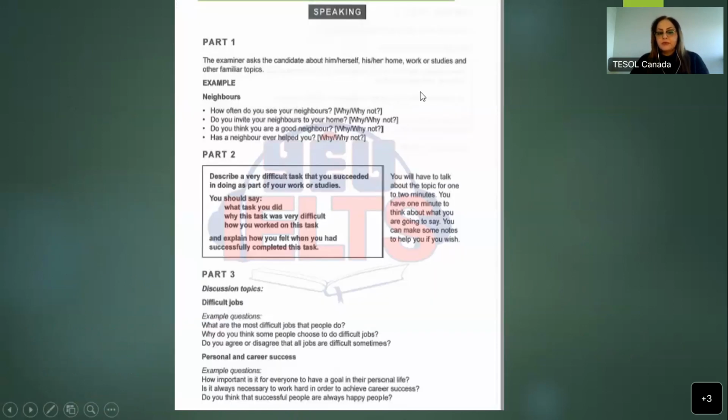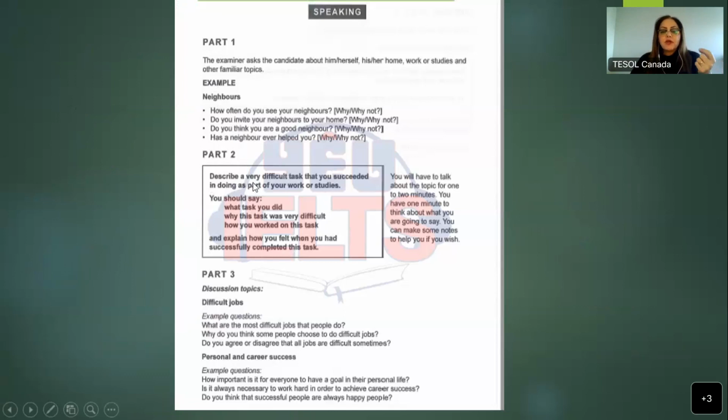Okay, here's the sample for IELTS. There are 3 parts. Part 1 asks general questions like your town, your work, your studies, neighbors, entertainment time. It's just general talking, and they ask you 4 to 5 questions. Then part 2 is a cue card. They give you a card that puts you in a situation and asks you some questions about that situation.